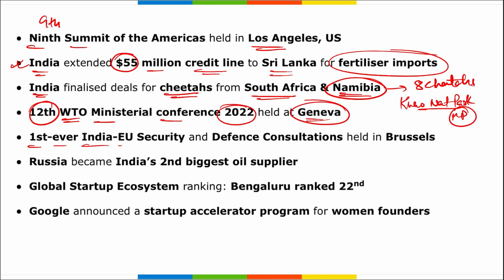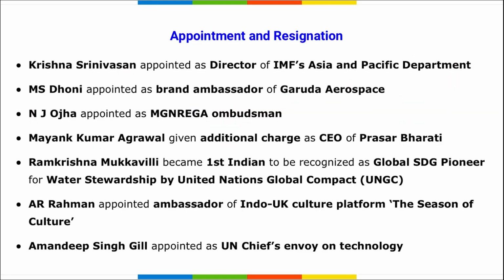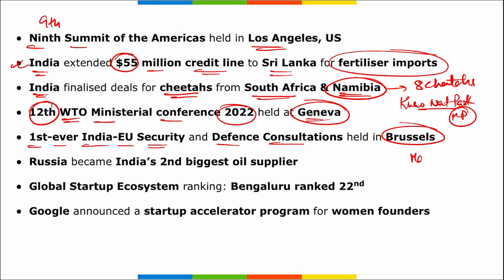First ever India European Union Security and Defense Consultation was held in Brussels, Belgium. Then if you remember, there was a mango festival that was inaugurated by whom? Piyush Goyal ji. And this mango festival was also held in Brussels, Belgium. The reason he inaugurated this mango festival was to promote the quality of Indian mangoes, or the species of mangoes, in the international market.